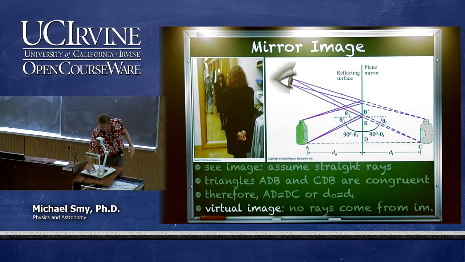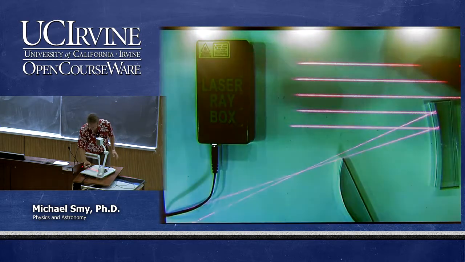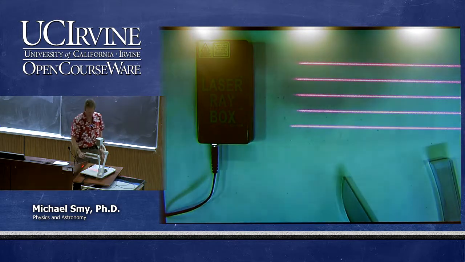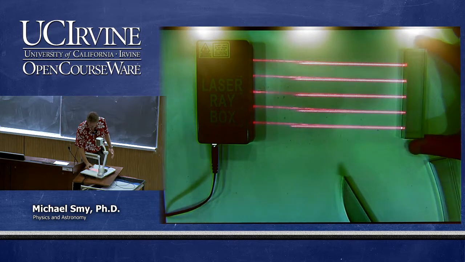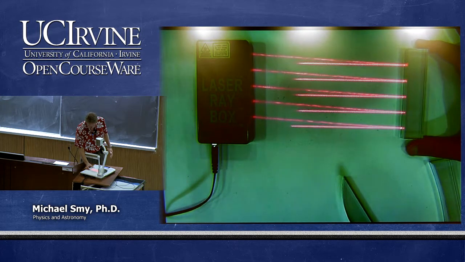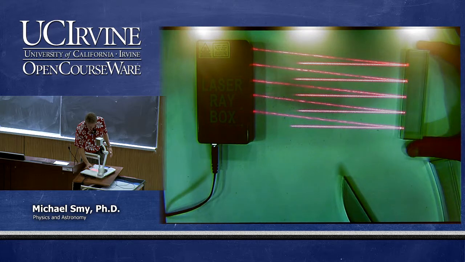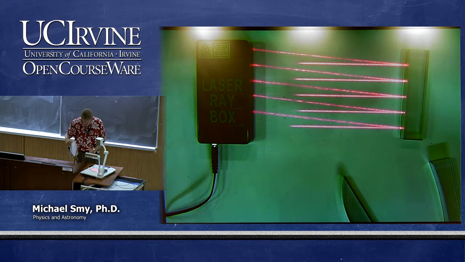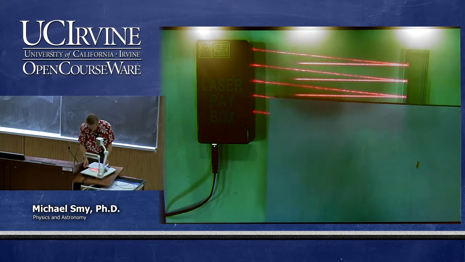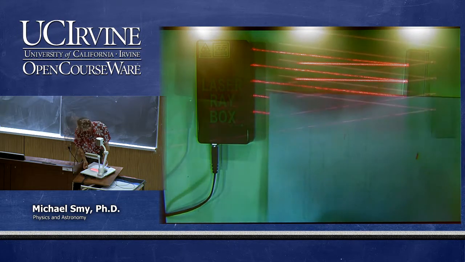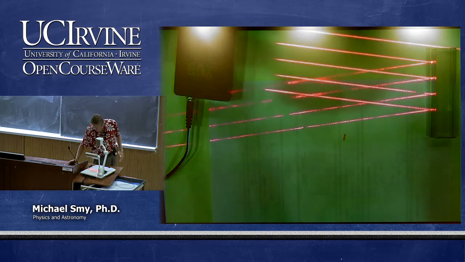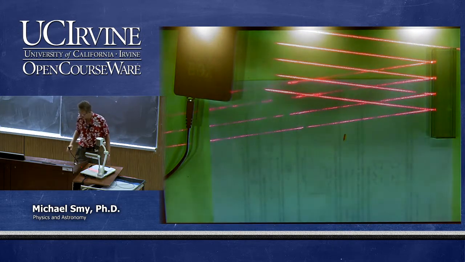Let's look at light reflections in the real world. Here I have a box that makes 5 light rays, and I can hold a mirror in there, and if I tilt it slightly, the normal of the mirror is what I'm indicating here by this paper. But we can see that the angle of incidence equals the angle of reflection.